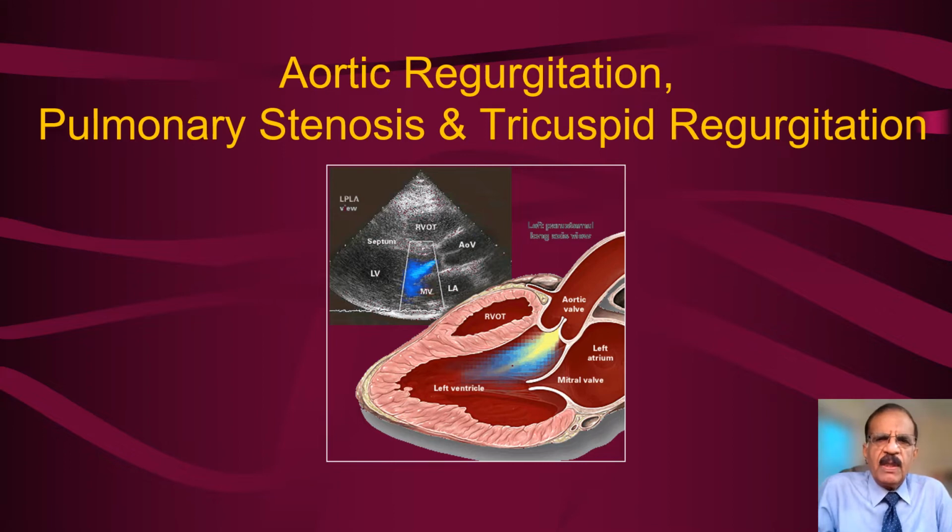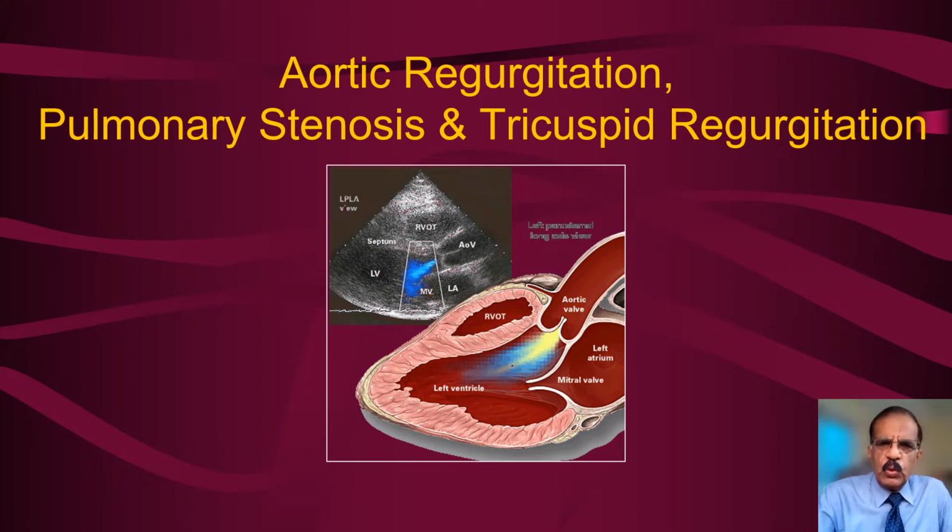I hope you have watched my earlier videos on aortic stenosis, mitral regurgitation and mitral stenosis. This is the last one in this series, and this time we will cover aortic regurgitation as the main condition, but in the same video I will also very briefly touch on pulmonary stenosis and tricuspid regurgitation to complete this module of valvular heart diseases. If you have not watched my earlier videos, I recommend that you please watch them before you come here, because some of the basic concepts are discussed there.